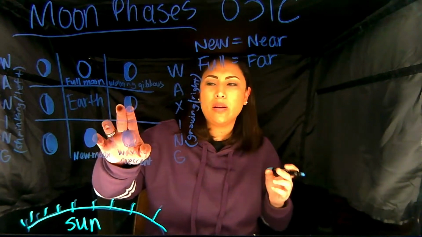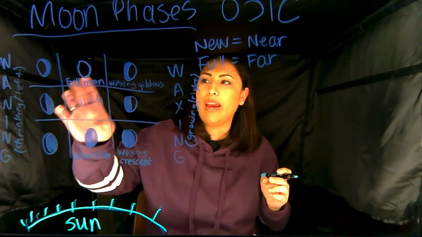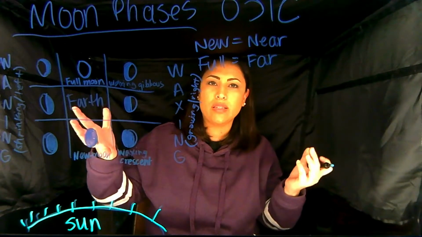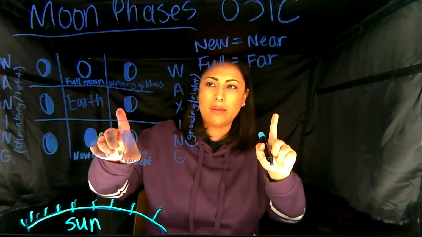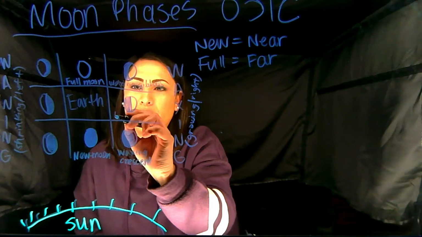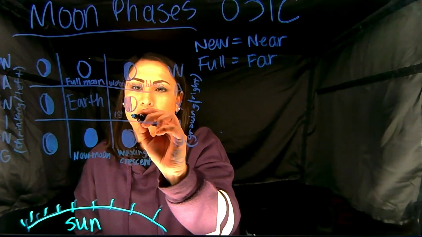Now this one is a little bit tricky, but if you look at our four main phases, 4 parts of a dollar, one part is going to be called a quarter. So this is a first quarter.